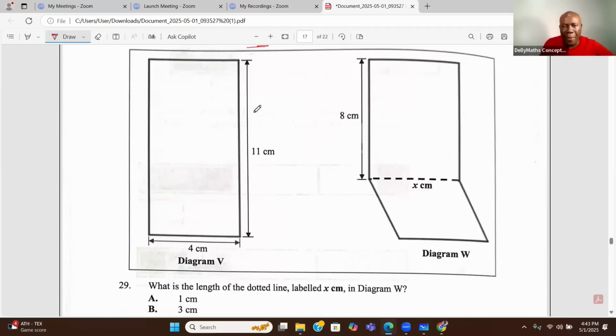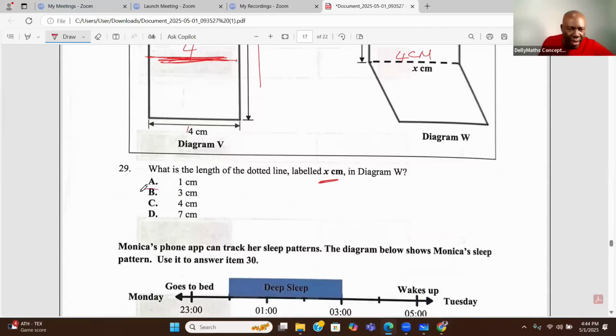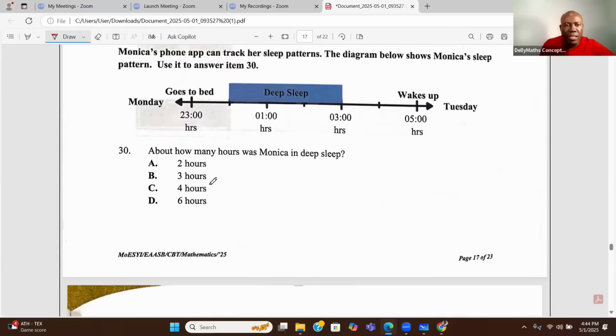Okay. So basically then it says, what is the length of the dotted line X? Take a look. This is 11 here, and we're going where 8 is, and we're going to go across. So 8 is going to be here as well. What it means is this 4 is the same here. This distance is still 4. So the dotted line here is still the same 4 because it's the same paper. So we're looking for 4. It is the same 4. I almost circled 3. It's 4 for that answer right there. Let's go to the next question.